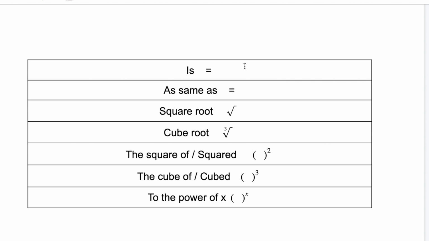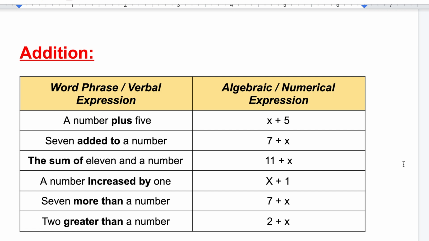Square root, you know that sign. Cube root, it's the same as square root, but there is a number 3 above it on the left. The square of or squared, so we just put a number 2 above it on the right, like 3 power 2 or 3 squared or the square of 3. The cube of or cubed, which is power 3, the power to the power of x or to the xth power. Like for example, if I want to say 4 to the power 5, I can say 5th power of 4. So let's start with addition.